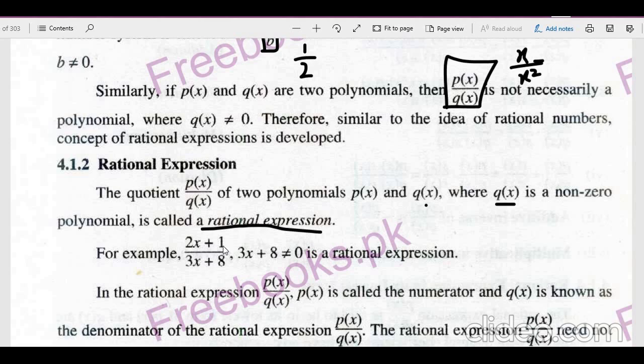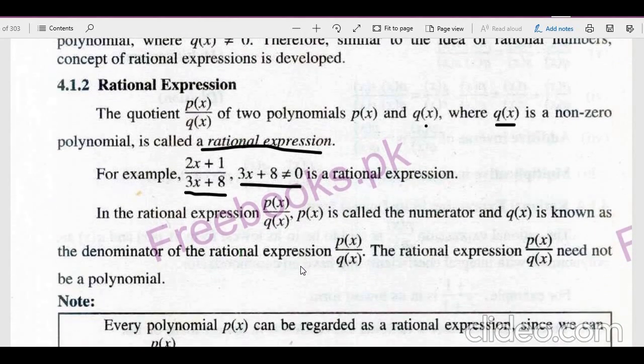For example, 2x plus 1 over 3x plus 8. This is a rational expression, and the condition on 3x plus 8 is that it must be non-zero. The denominator must be non-zero, because if the denominator is 0, then it is undefined. In a rational expression, p of x is called the numerator and q of x is called the denominator. And a rational expression need not be a polynomial. It's not compulsory for a rational expression to be a polynomial.